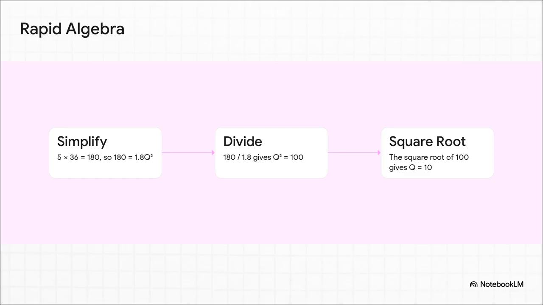Check out how incredibly fast this is. 6 squared is 36, and 5 times 36 is 180. So right away, 180 equals 1.8 times q squared. Divide by 1.8, and boom, q squared equals 100. Take the square root, and q is 10. You see that? We arrive at the exact same answer, option B, in a fraction of the time, with way fewer steps to potentially mess up. During a high-pressure exam, a shortcut like this is an absolute lifesaver.